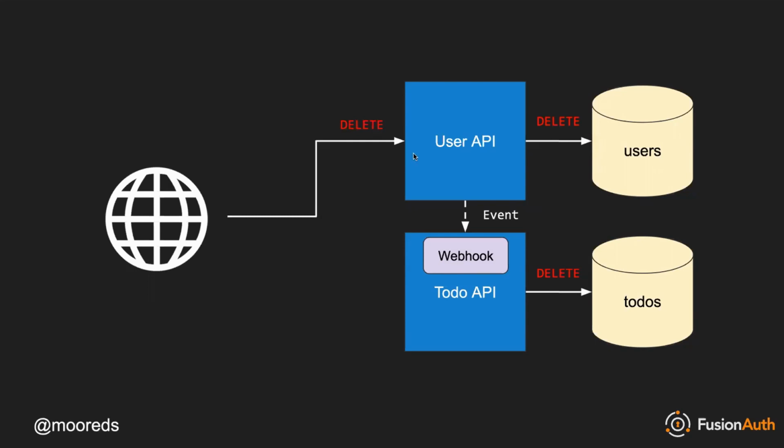In this case, you have one delete request that happens to the user API, and then that user API is responsible for firing off a bunch of webhooks. And any interested API that is in your system can register for those webhooks. This is not part of any standard. This is just a pattern that we've seen, that we've implemented, that you might find useful if you're building your own system. So then the to-do API can take care of cleaning up its data.